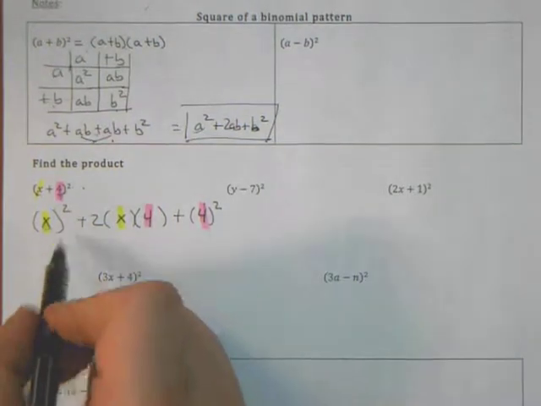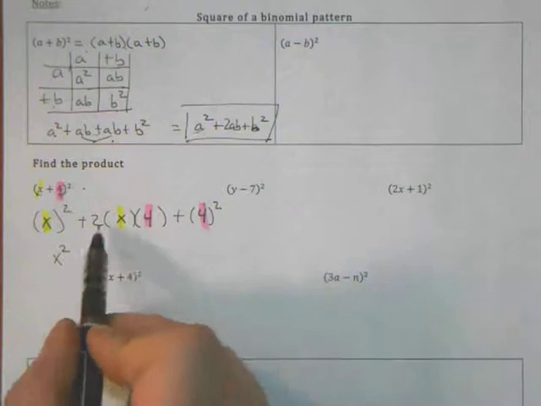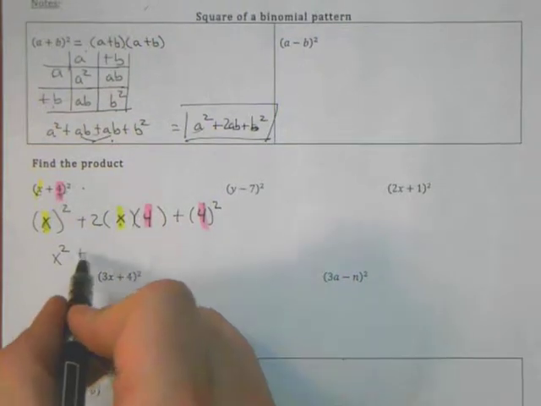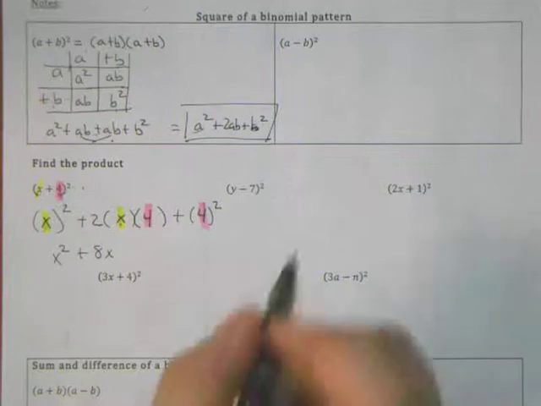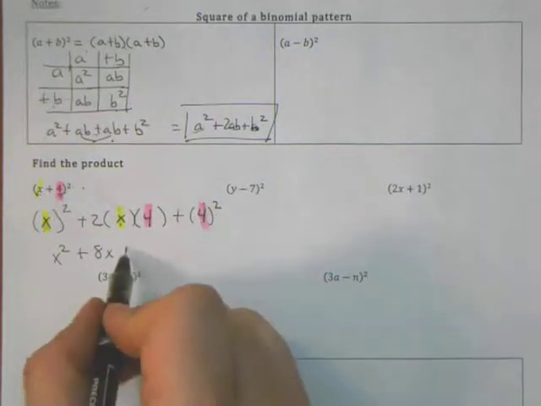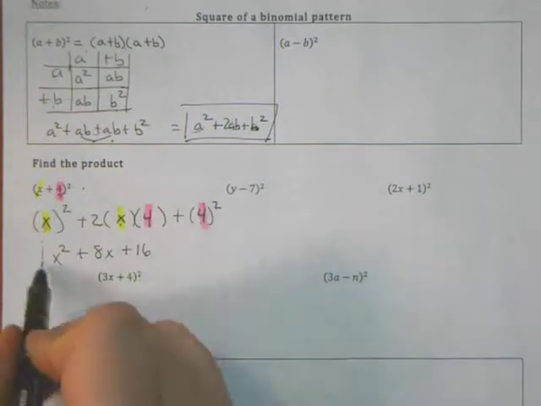Simplifying this, x squared is x squared. 2 times x times 4 is 8x. 4 squared is 16.